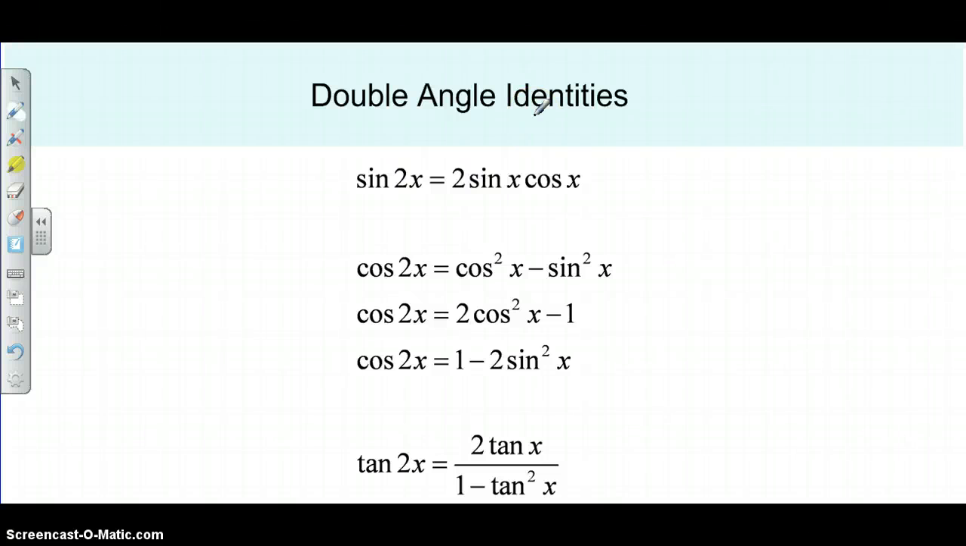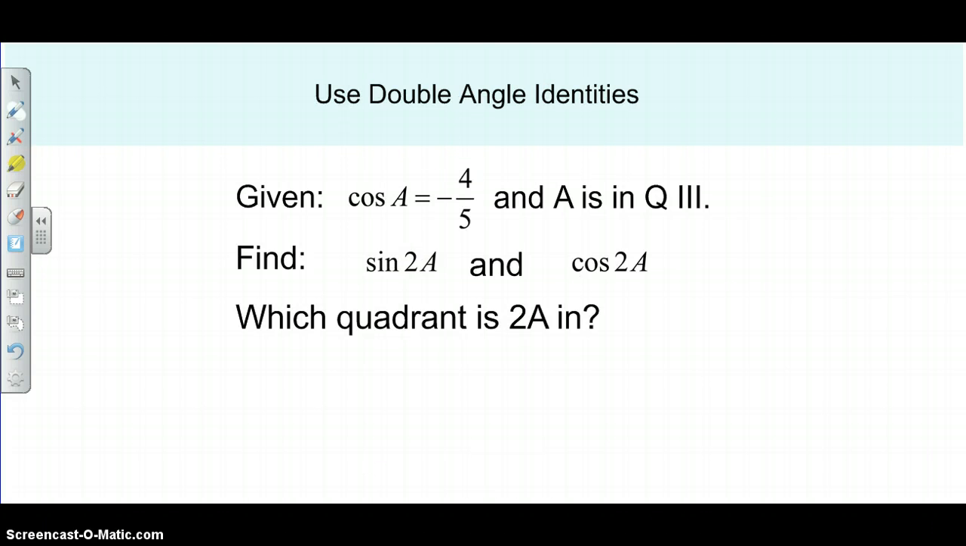Hi, today we are going to talk about some double angle identities and also half angle identities, and we're going to use those to solve problems. So please pause your computer and write these. All right, so we're going to use the double angle identities to solve a problem, and it's going to be very similar to the kind of problems we did yesterday.